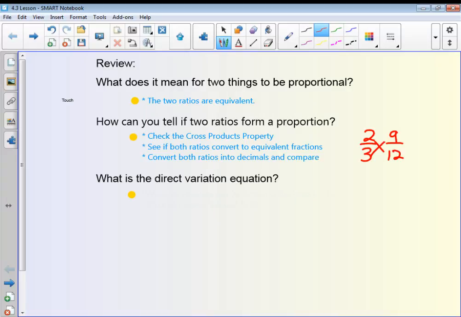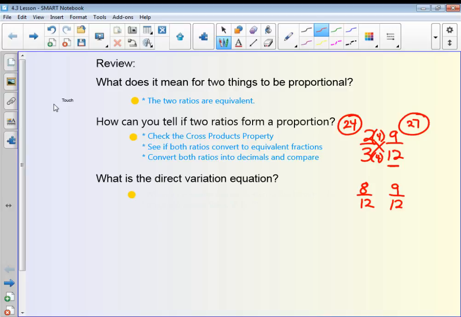So 12 times 2 is 24, 3 times 9 is 27. Are those two equal to each other? That would be no, so therefore they would not be proportional. We could check to see if the ratios convert to equivalent fractions, so we could change each fraction. Since I already had a denominator of 12, I could leave that as 9/12. I could take 3 times 4, and 2 times 4 would give me 8/12. And we could compare those two fractions. They are not the same fraction, so once again, it proves that they are not equivalent.